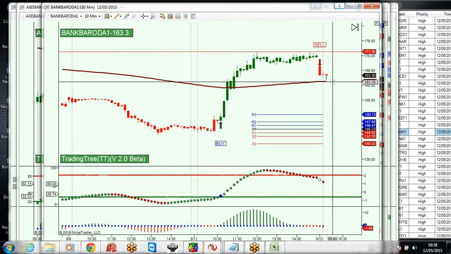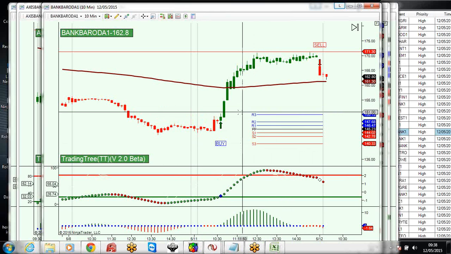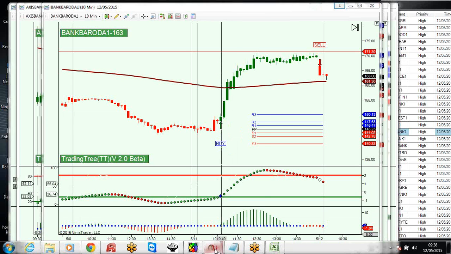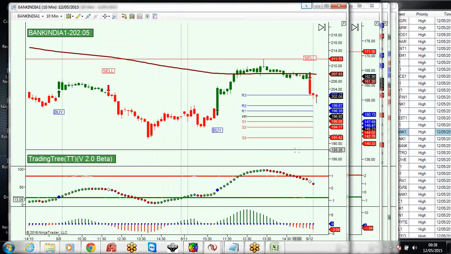So we were talking about this Bank of Baroda. Once it crosses this brown line, we will get into the trade. And you're finding this R1, R2 levels. That's because we had this Bank of Baroda, a fantastic call yesterday, a buy call. It made around 20,000 rupees on one trade, one lot. So we have Bank of India.